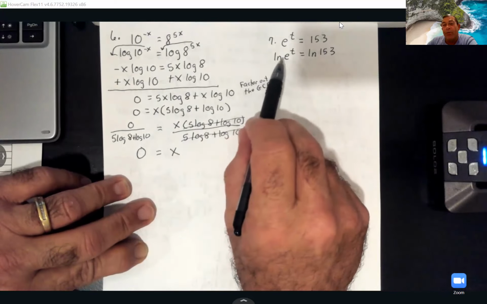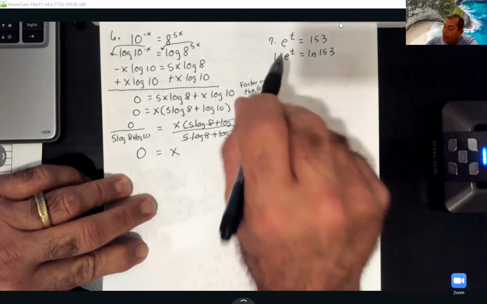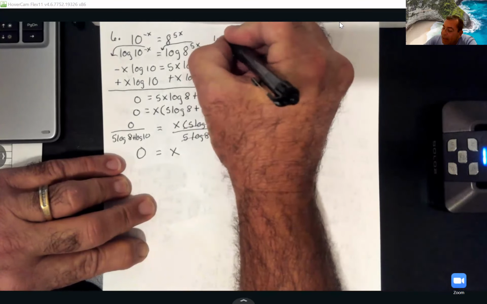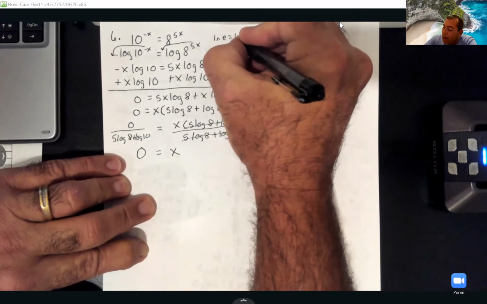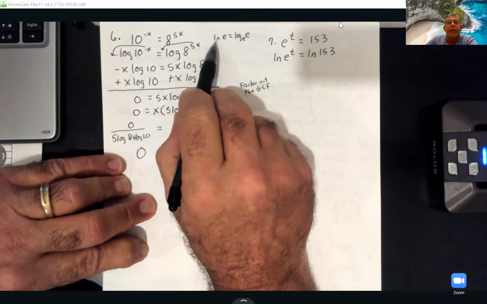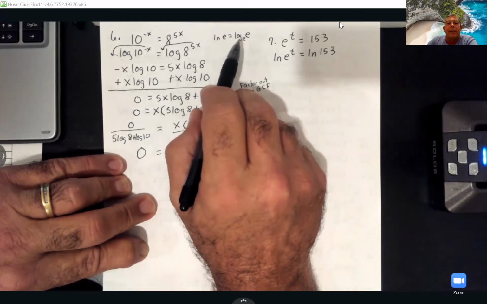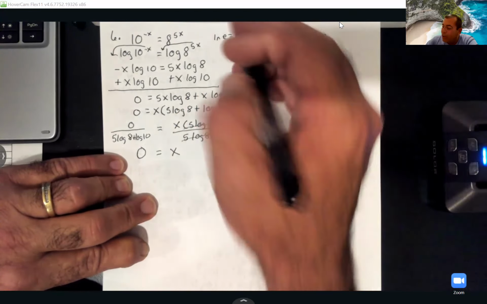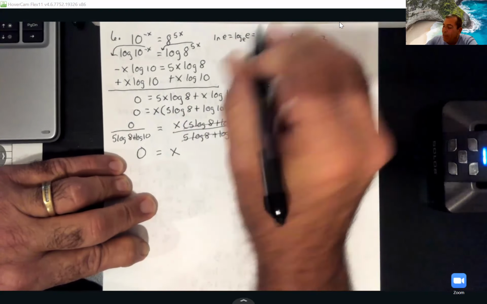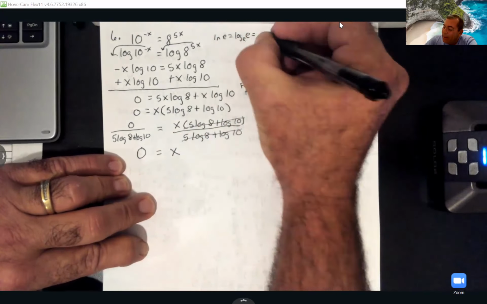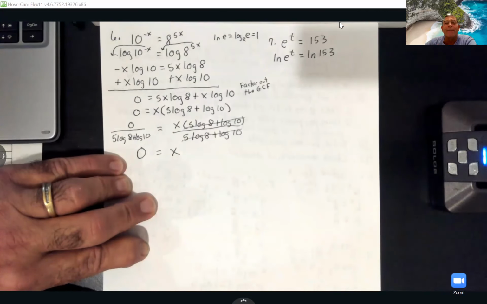Now, I'll tell you the truth. Why did I choose ln on this one? Because remember, ln of e is really a log base e of e. Remember, ln is really a log base e. So if you got a log base e of e, what does that equal in the long run? Anytime the base matches that result, that equals 1.